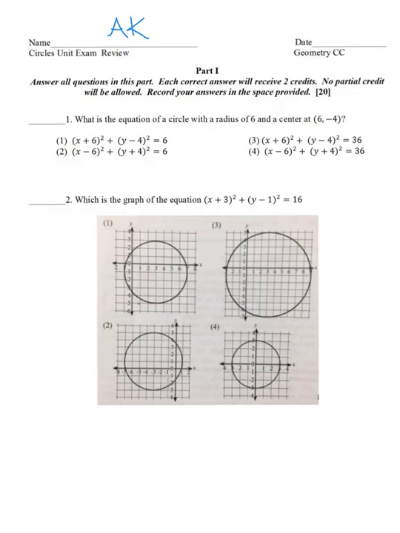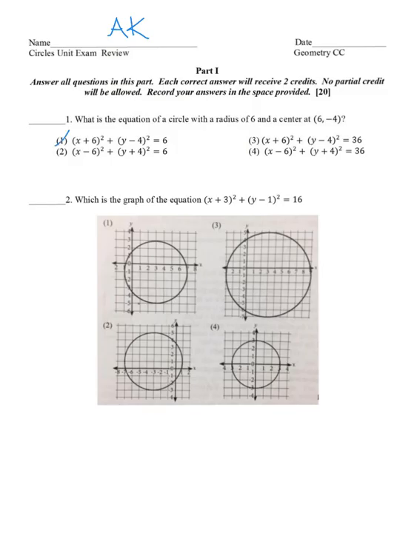This is the answer key for the circles unit exam review. First question, what is the equation of a circle with a radius of 6 and a center at 6, negative 4? When you put this into standard form, you have to go with the opposite values of 6 and negative 4. So automatically I know it's going to be a negative 6 and positive 4 inside the set of parentheses.